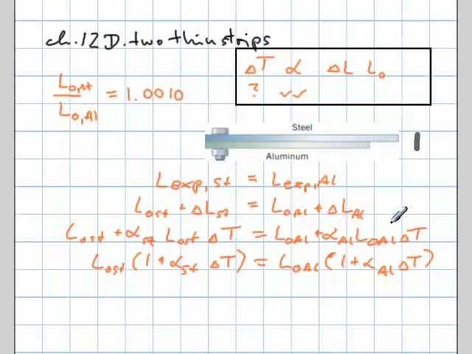Okay, and now I notice something here. Here's the length of the steel, and here's the length of the aluminum, both factored out. So if I get one to the other side, I can readily introduce that factor here, 1.0010, by which amount the steel is longer than the aluminum. And then after I did this, I truly just have one variable.